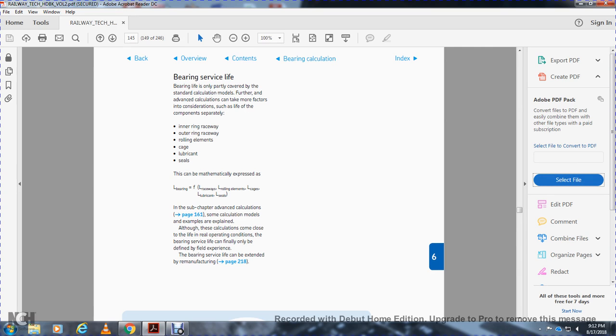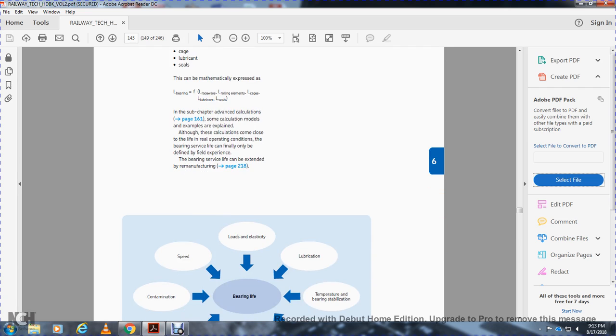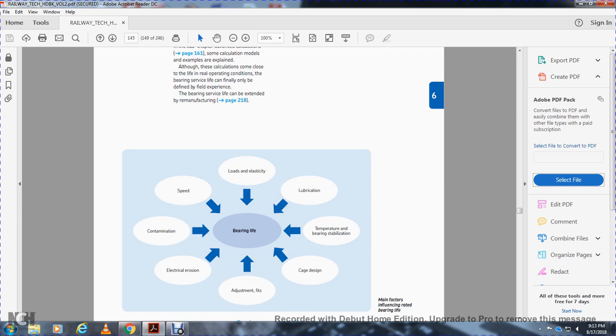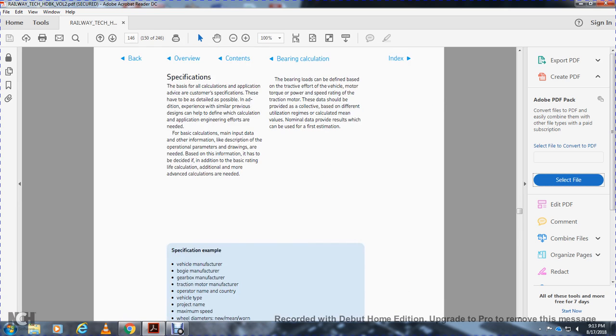Subject to advanced calculation, some of the calculation models and examples are explained. Although the calculation comes close to the life of the real operating condition, the bearing surface life can finally only be defined by field experiments. The bearing surface life can be extended by remanufacturing. All right, this shows the circle, all pointing to the bearing life: viscosity, lubrication, temperature, bearing stabilization, cage design, adjustment, fitting, electrical erosion, contamination, and speed.